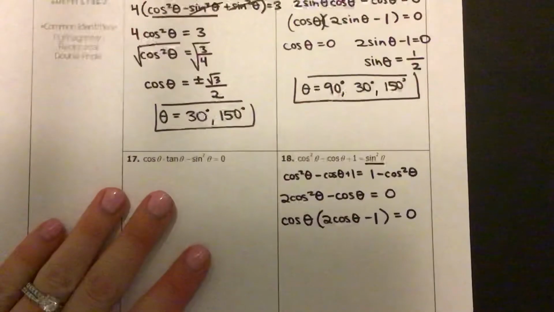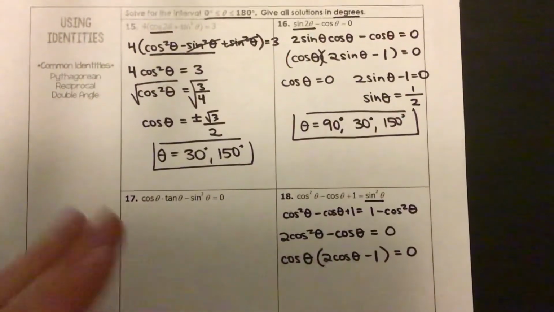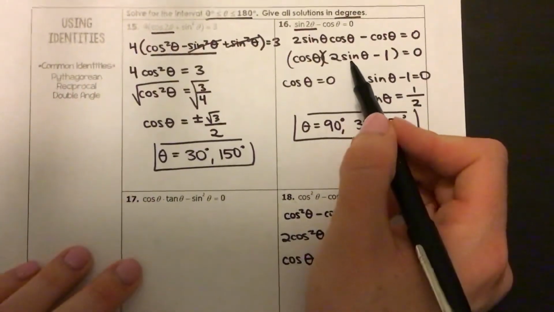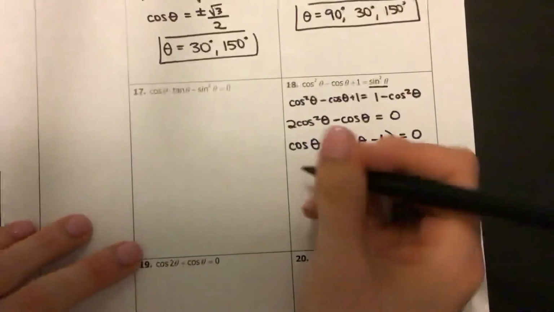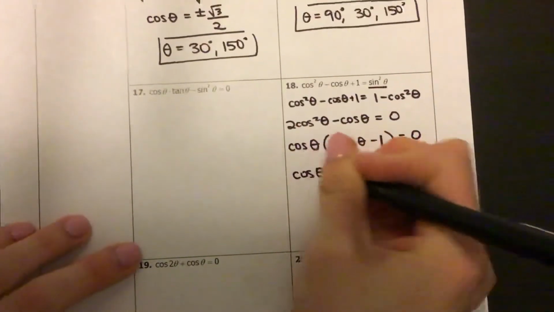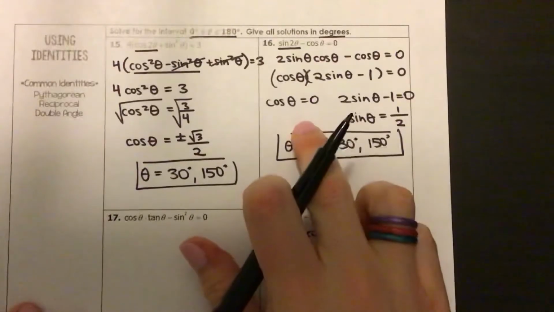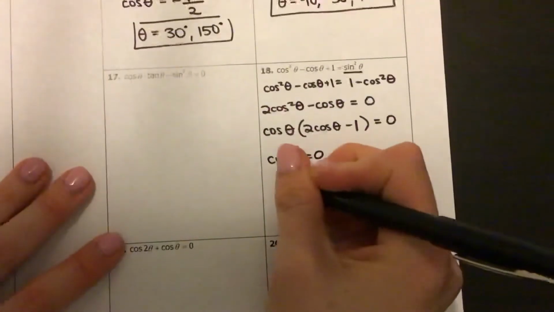So this one's actually going to be really similar to number 16 in the factoring sense. This is just going to be cosine instead of sine. So when I set cosine of theta equal to 0, just like number 16, I know I get 90 degrees.